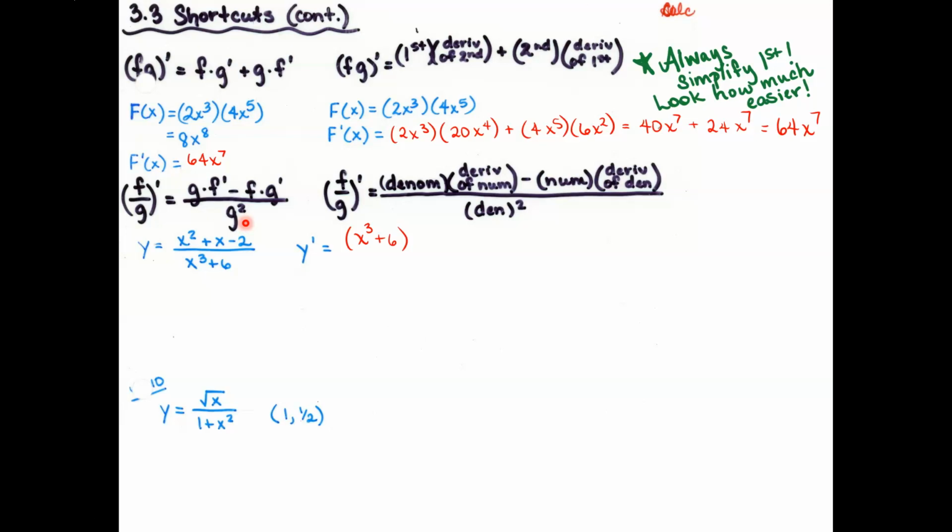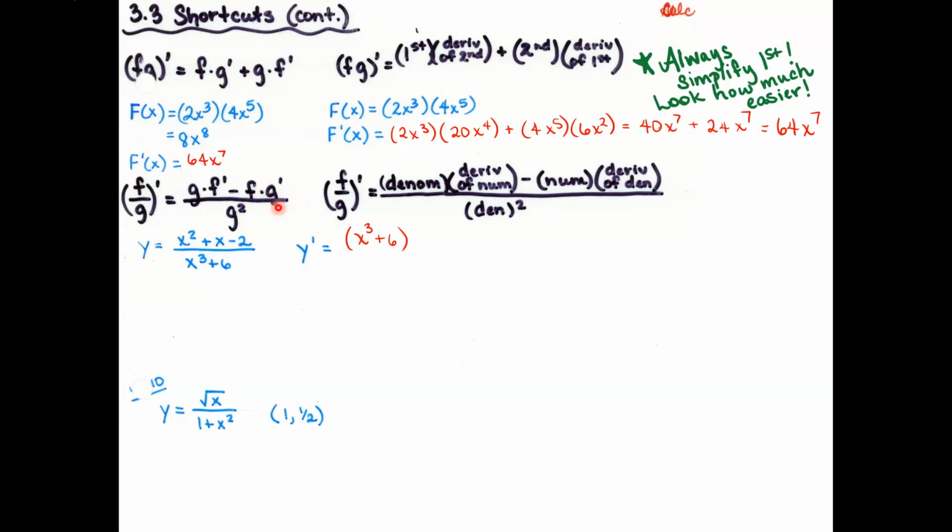Another way that some people refer to this is they'll say low d high minus high d low. And what they mean by that is low is the denominator, high is the numerator. So they'll say low d high, derivative of high, minus high d low, derivative of the low. So that's another way to remember it.